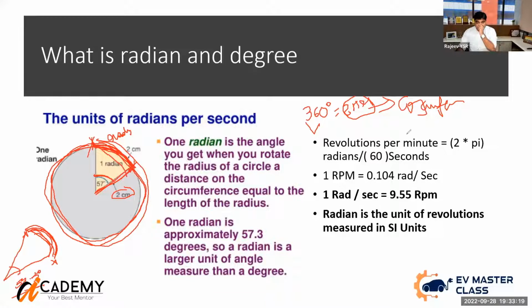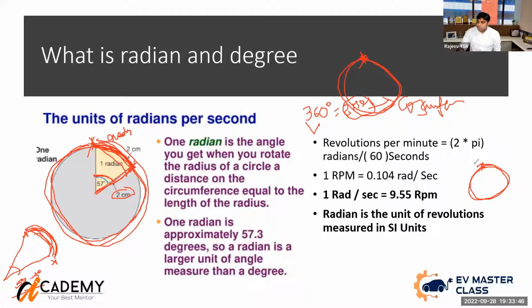Now come to this. When a circle completes 1 full revolution, that means it has completed how many radians? 2 pi radians. You agree with me? Imagine you take the tire of a wheel and put a dot here. For this wheel to complete 1 full revolution, it covers 2 pi radians.